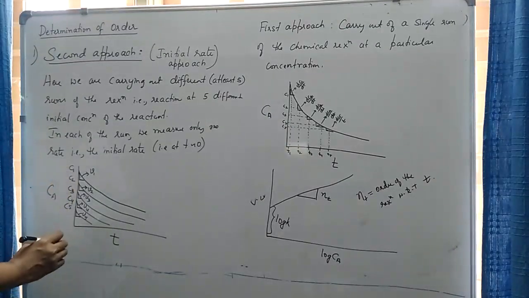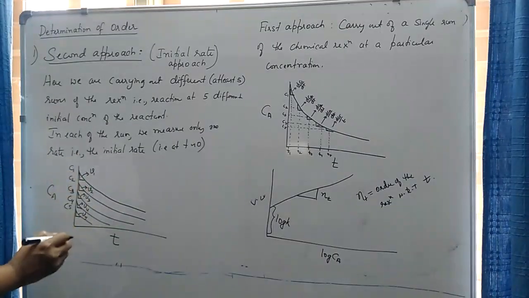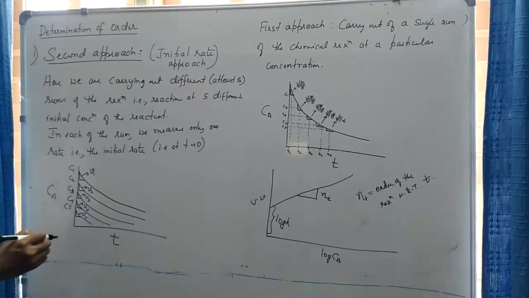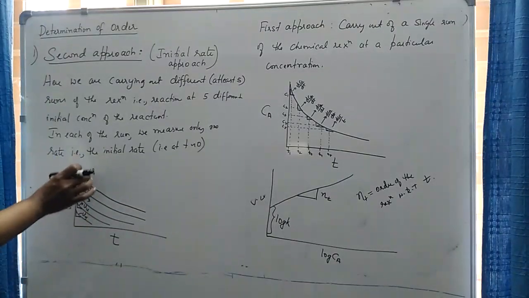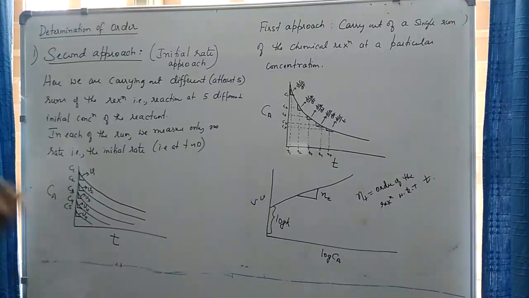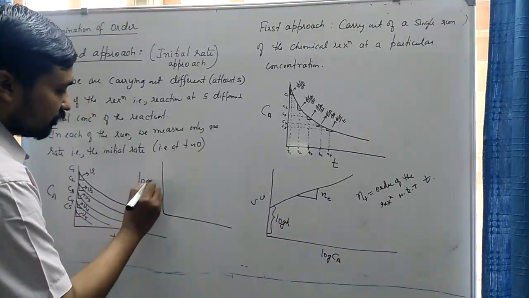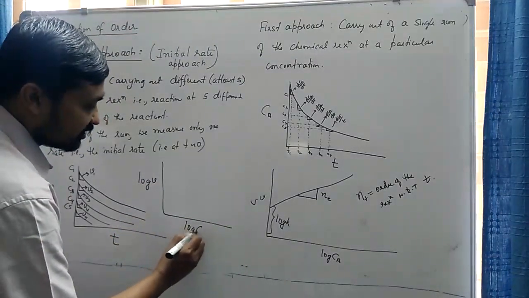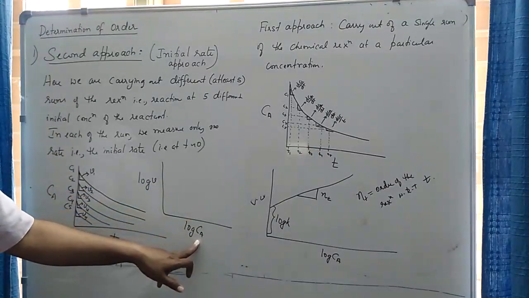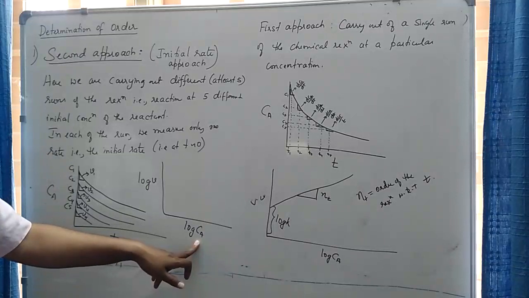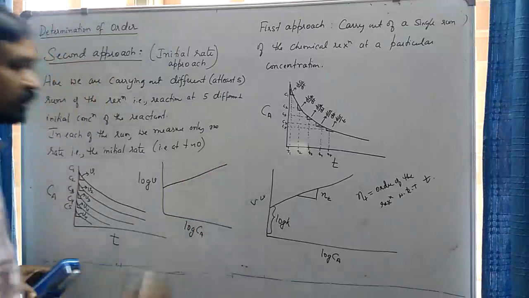So from 5 different runs, we are finding out the initial rate of the reaction, and we know the initial concentrations. So we have 5 different data, initial rate and the corresponding initial concentration. So now we can plot again a graph of log of v versus log of c. Here v represents the initial rate, c represents the initial concentration of the reactant, and according to equation 2, this again should be a straight line.